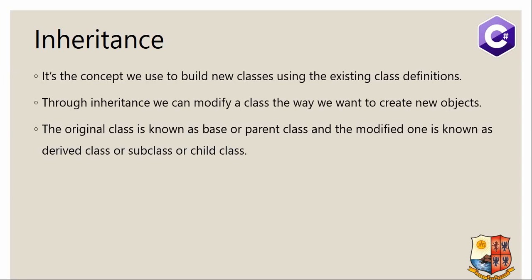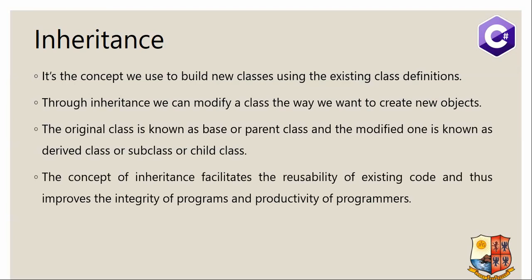That we'll see. The original class, normally we call it the base class or the parent class or something like that. And the modified one, we call it the derived class or subclass or sometimes child class. Normally it is easier to understand with parent class and child class, but we can also call them base class and derived class. Anyway, the concept of inheritance is only meant for reusability. It's very helpful in reusing code which already exists. So it improves the integrity of your programs and the productivity of the programmers. This is the idea of inheritance.